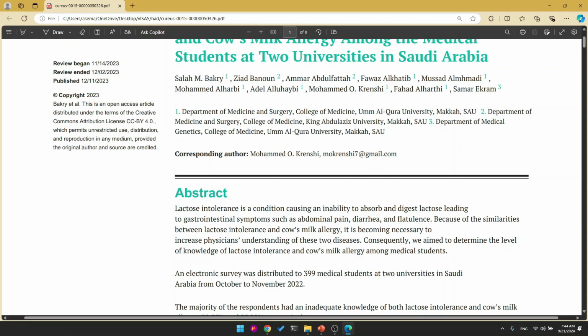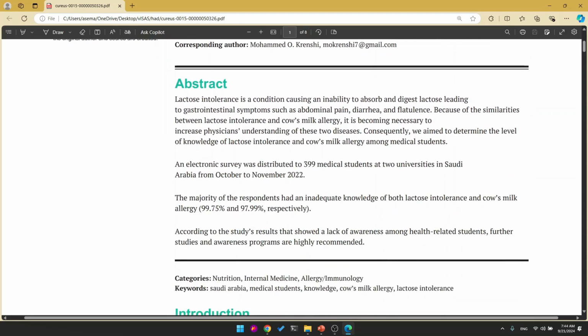That's the last part to be written and the first part to be read. So, abstract. Lactose intolerance is a condition causing an inability to absorb and digest lactose, leading to gastrointestinal symptoms such as abdominal pain, diarrhea, and flatulence. Because of the similarities between lactose intolerance and cow's milk allergy, it is becoming necessary to increase physicians' understanding of these 2 diseases. Consequently, we aim to determine the level of knowledge of lactose intolerance and cow's milk allergy among medical students.